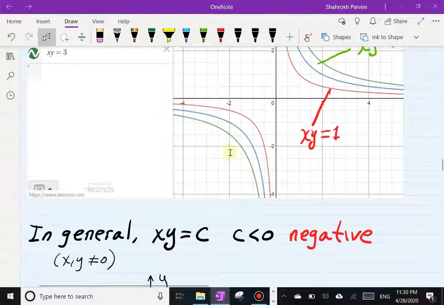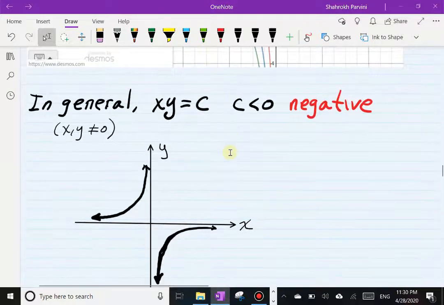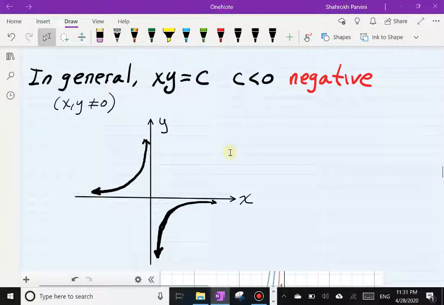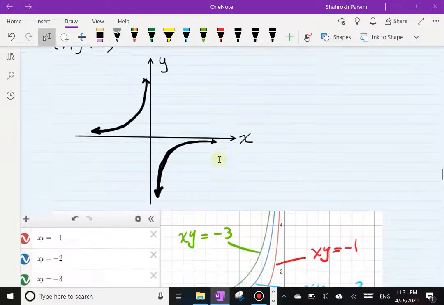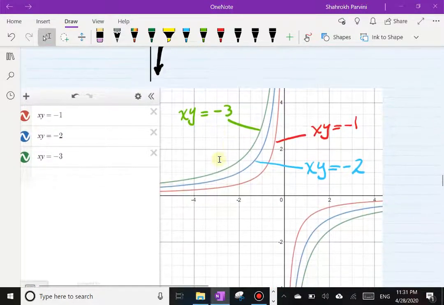Now, what if xy is equal to a negative number? The product is negative, just like the book's example. Well, all of those are going to look like this. Okay, if it's negative, one branch will be in the second quadrant, another branch will be in the fourth quadrant. I have examples of these for you again.